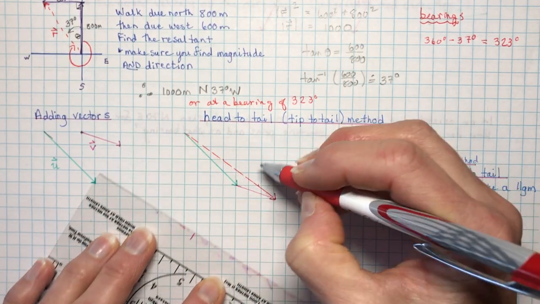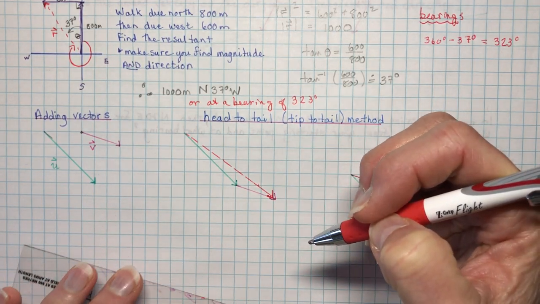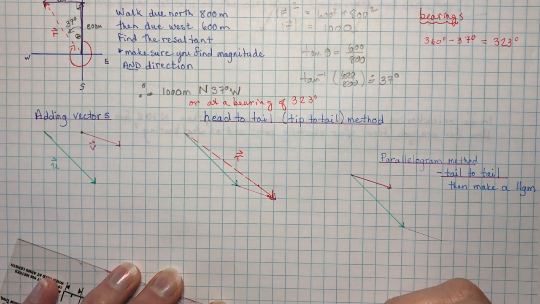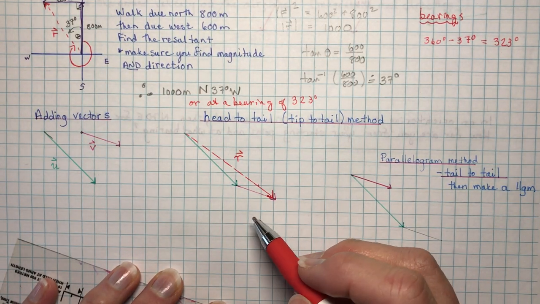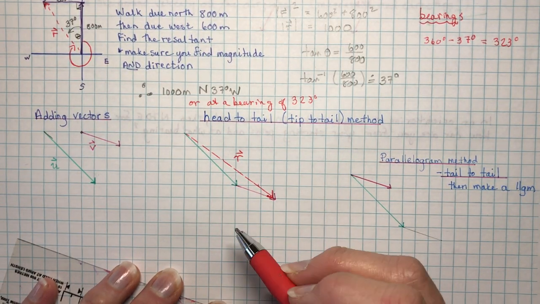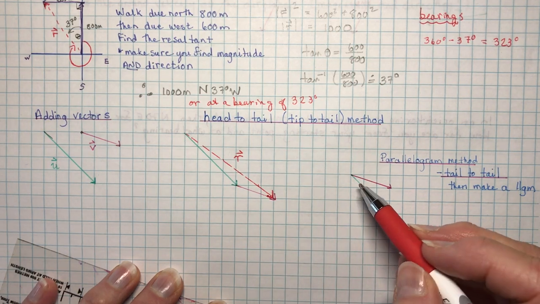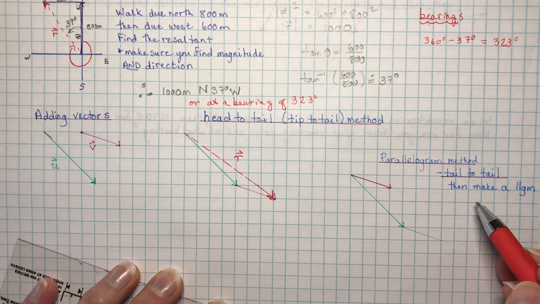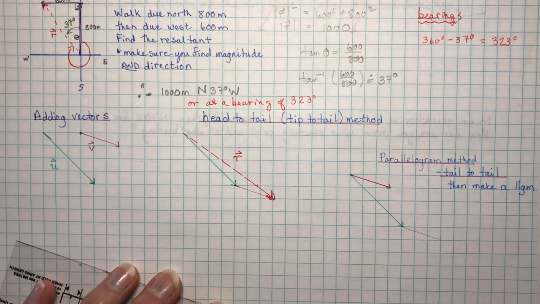It's my resultant vector. I'm going to put it in red with an arrow on the end of it. So this is R. That's my resultant. Now that's the tip to tail method. Normally we put vectors tail to tail though. And if you put them tail to tail, you need to use the parallelogram method.